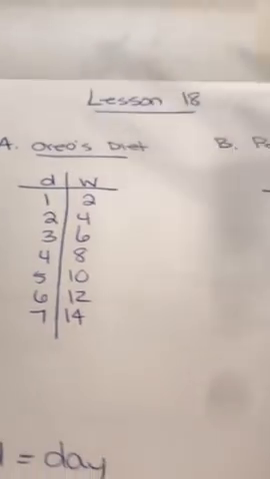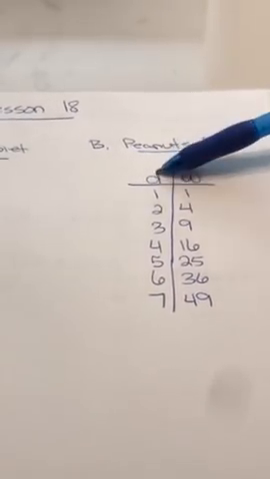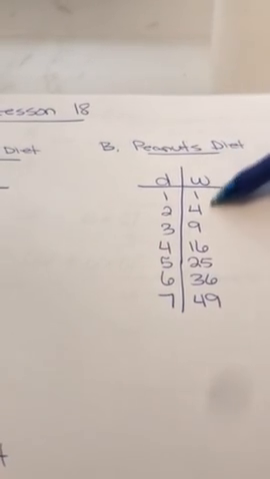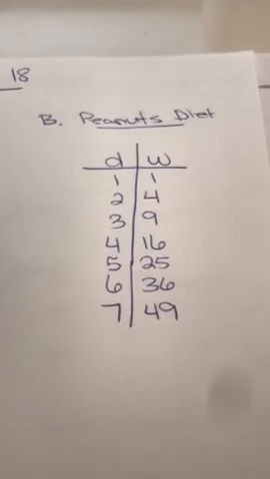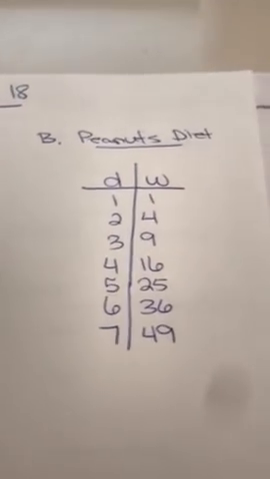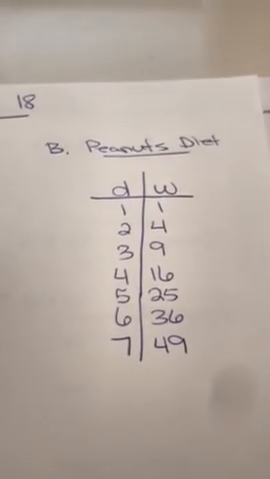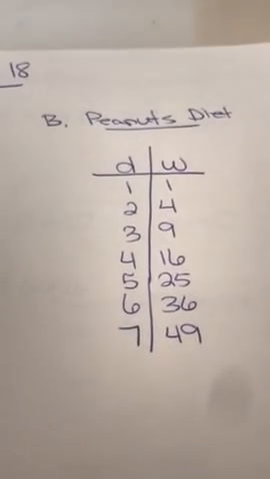Okay, moving on to Peanut. Again, I'm still using the same variables, D as in day, W as in weight. These are the numbers you should have filled in for Peanut. You can obviously see a pretty big difference already in the diets between Oreo and Peanut based off of the weight.